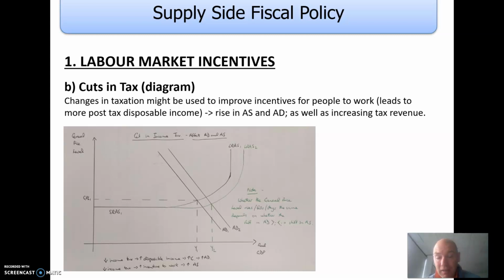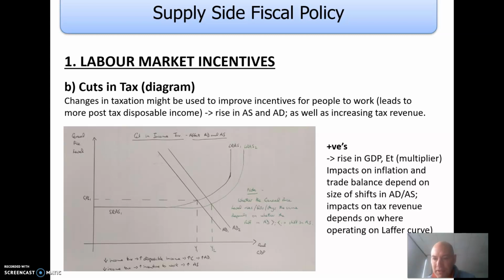In this instance, actually, I would probably go the other way. I'd be quite happy if you drew your diagram with the LRAS2 much closer to LRAS1, and that there would be an increase in price, because I think the impact on consumers and on spending is going to be greater, then it leads to a rise in the incentive to work. So tweak your diagrams or your explanations in that regard. Positives, you can pause the diagram and write those down.